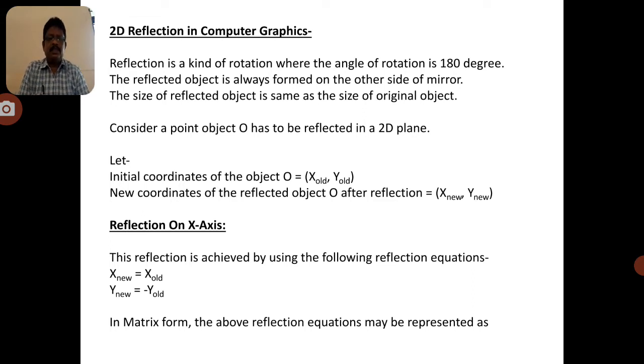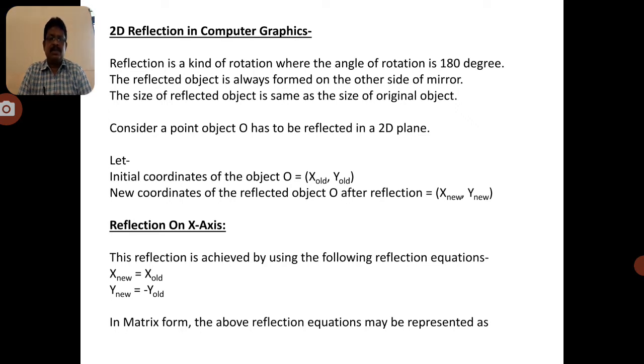Coming to the standard notation, consider the point object O. The coordinates of the object O equal x old and y old, and the new coordinates after applying the 2D reflection give x new and y new. How do we find the new coordinates for reflection on the x-axis and reflection on the y-axis? Both are done in a different manner. Now we are going to take the reflection on the x-axis.